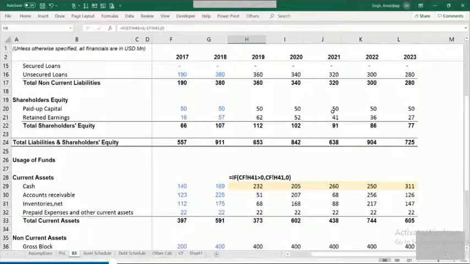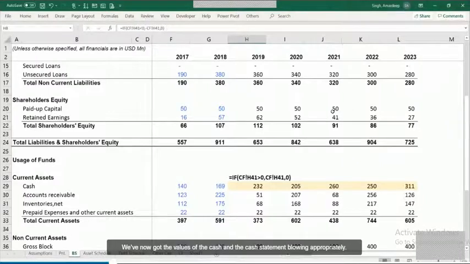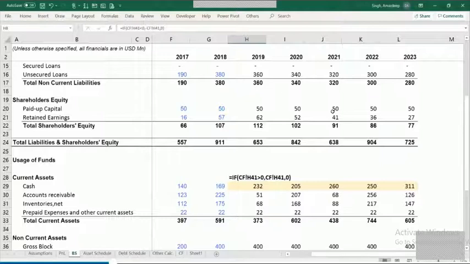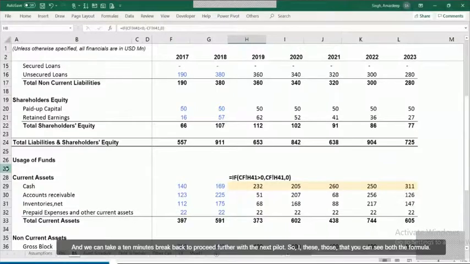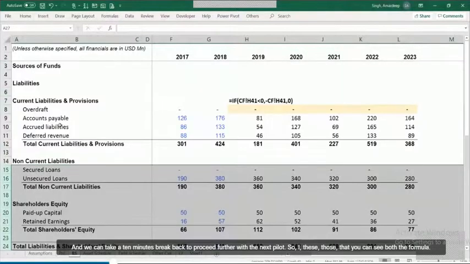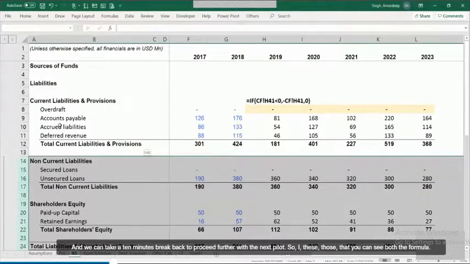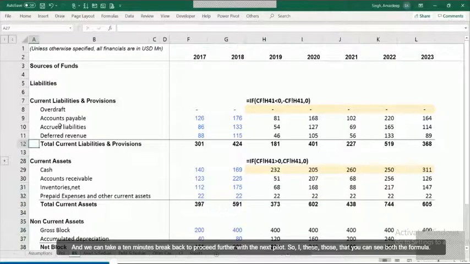We have now got the values of the cash from the cash flow statement flowing appropriately into the balance sheet line. Right? So let me just show you the formula on the screen and we can take a 10 minutes break and be back to proceed further with the next file. I'll just hide these rows so that you can see both the formulas at the same time.